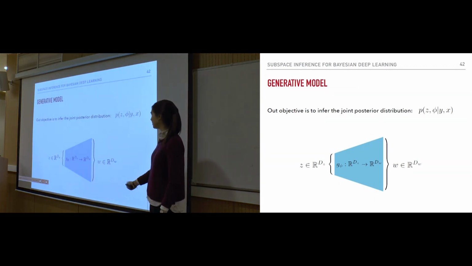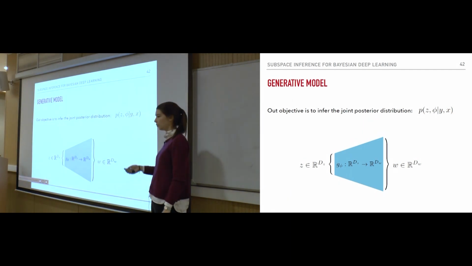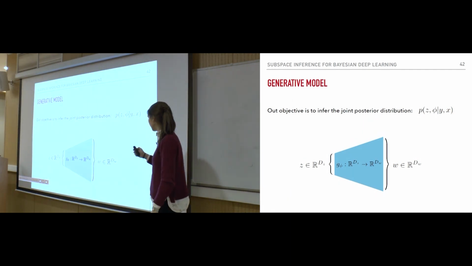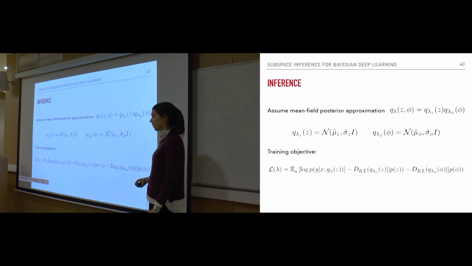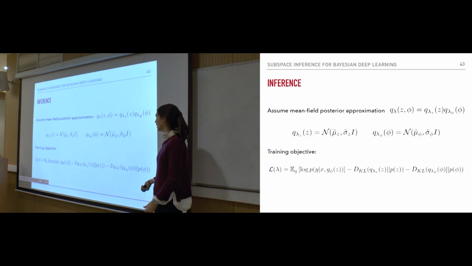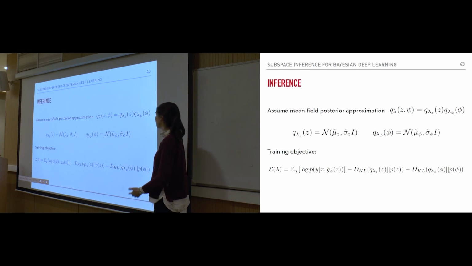This is the function that maps from Z to W, and it has some parameters phi for which we are also doing posterior approximation. We assume the mean field approximation for Z and phi, which will factorize. So we'll be separately approximating the posterior over Z with a normal approximation, and we'll also use a normal posterior approximation for the parameters of this subspace function. The training objective is just a variational lower bound with two KL terms, corresponding to the latent representation Z and the parameters phi.